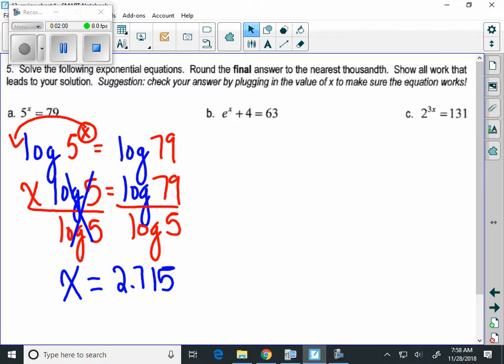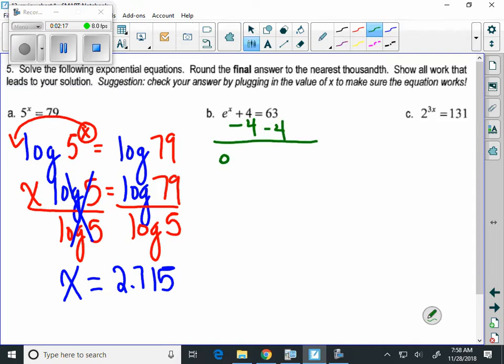Letter B. We want to solve for x, and again, x is the variable, so what we have to do is we need to isolate before we can solve this problem. In other words, we're going to subtract 4 from both sides, and we get e to the x equals 59.